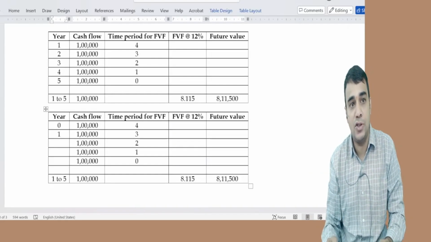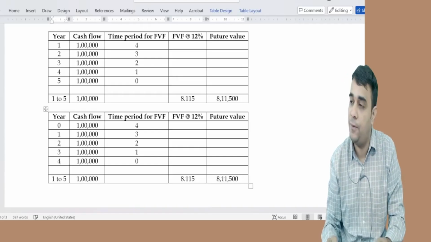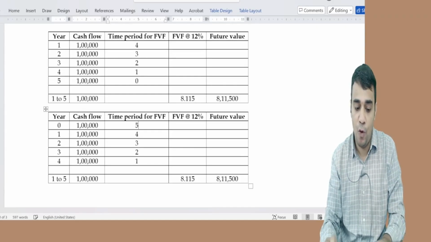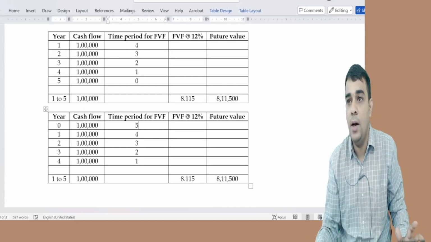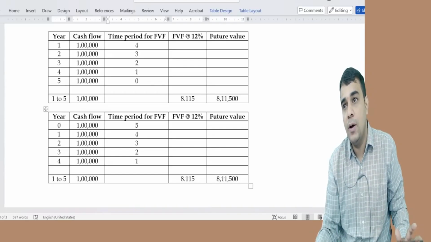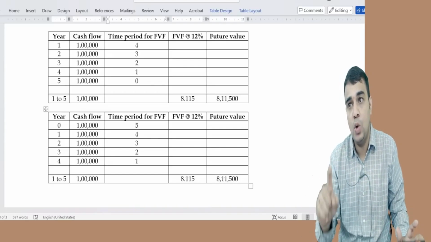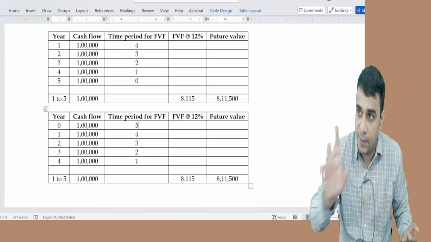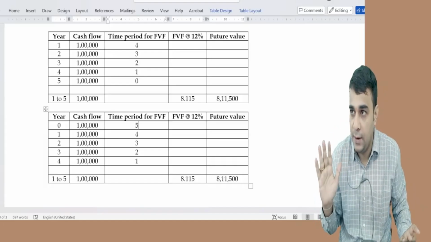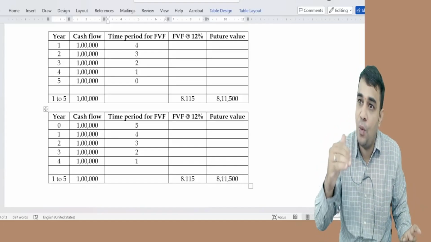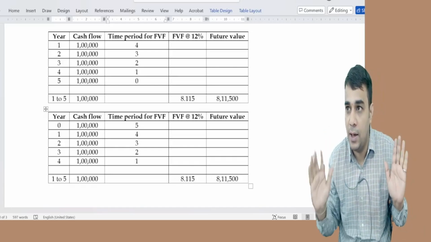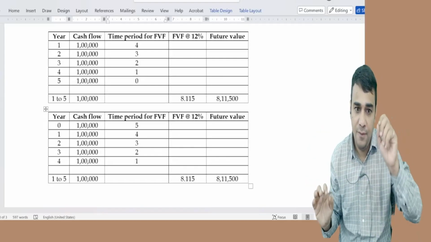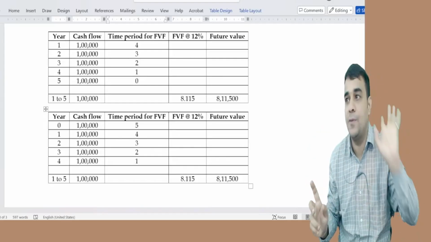So the cash flow timing is 0, 1, 2, 3, 4, and compounding is 1, 2, 3, 4, 5. Listen, I'll repeat again. In case of regular, 1, 2, 3, 4, 5. In case of immediate, 0, 1, 2, 3, 4. That is the only difference. Regular, 1, 2, 3, 4, 5. Immediate, 0, 1, 2, 3, 4. Every cash flow will have one extra year of compounding.